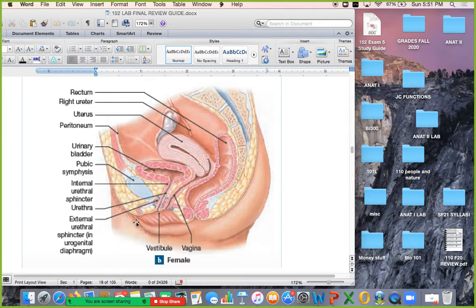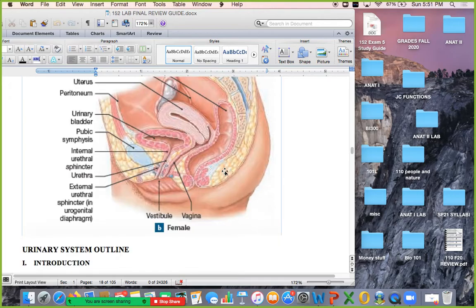There's a vestibule. We have the external urethral sphincter, the internal urethral sphincter. Again, voluntary control, involuntary control. And then we have the urinary bladder, which of course when it fills up is going to cause pressure on the internal urethral sphincter, causing it to expand. Surrounding that, we're going to have the uterus. This is going to be the ovary and the fallopian tubes. We also are going to have here the ureter, which is going to be descending down from the kidney, and the rectum, which is of course for the process of defecation, and then the anus for that as well.